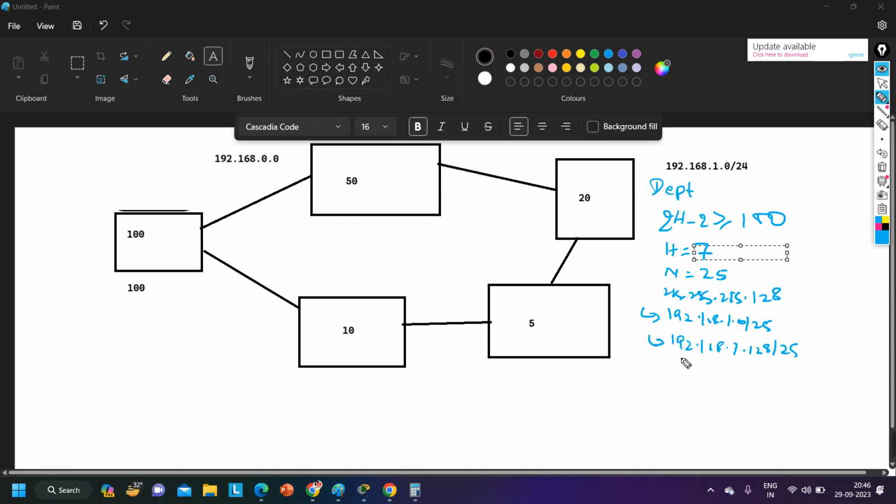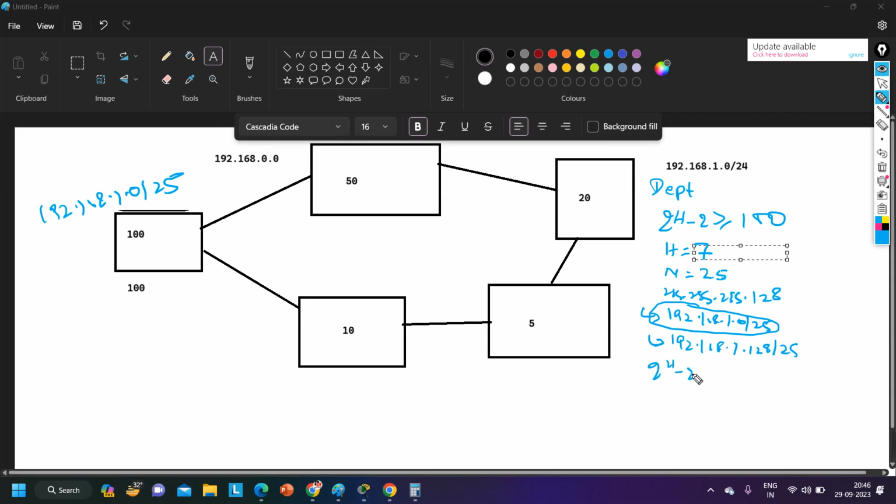First I have divided it into two parts. I will assign this for department 1. To department 1 I have given the network 192.168.1.0/25, and I have this one, this network, free. So again I will perform subnetting here.